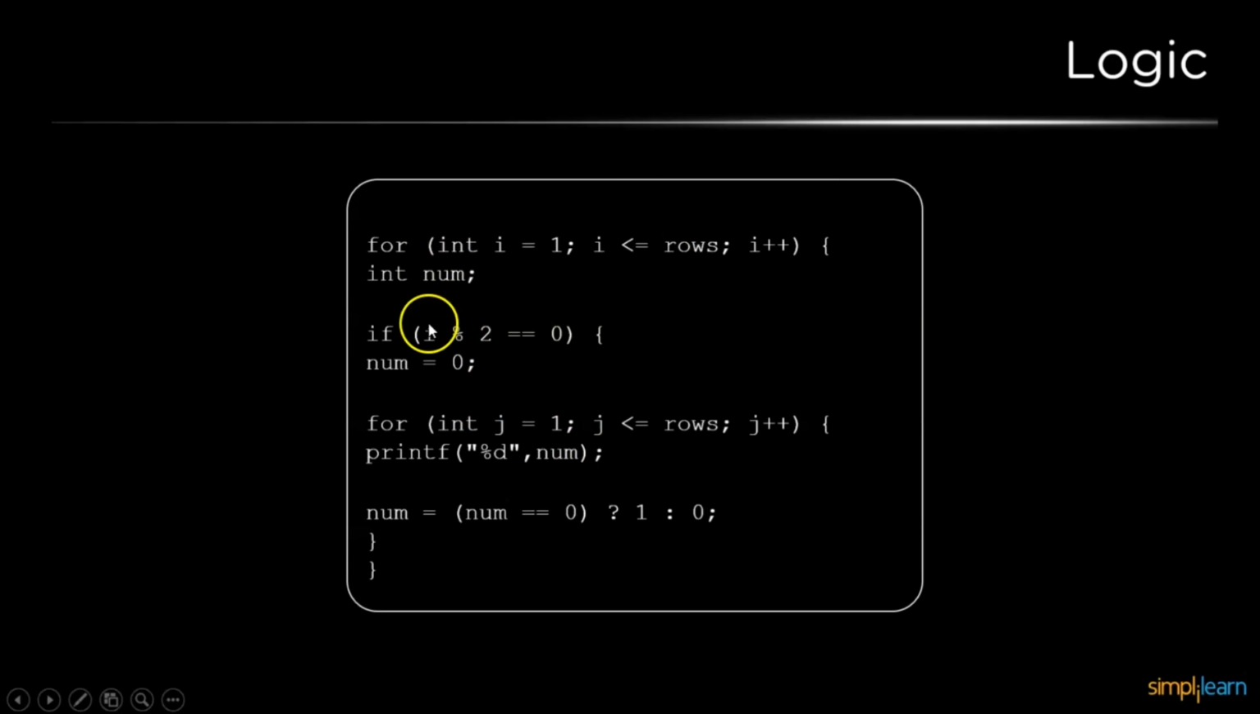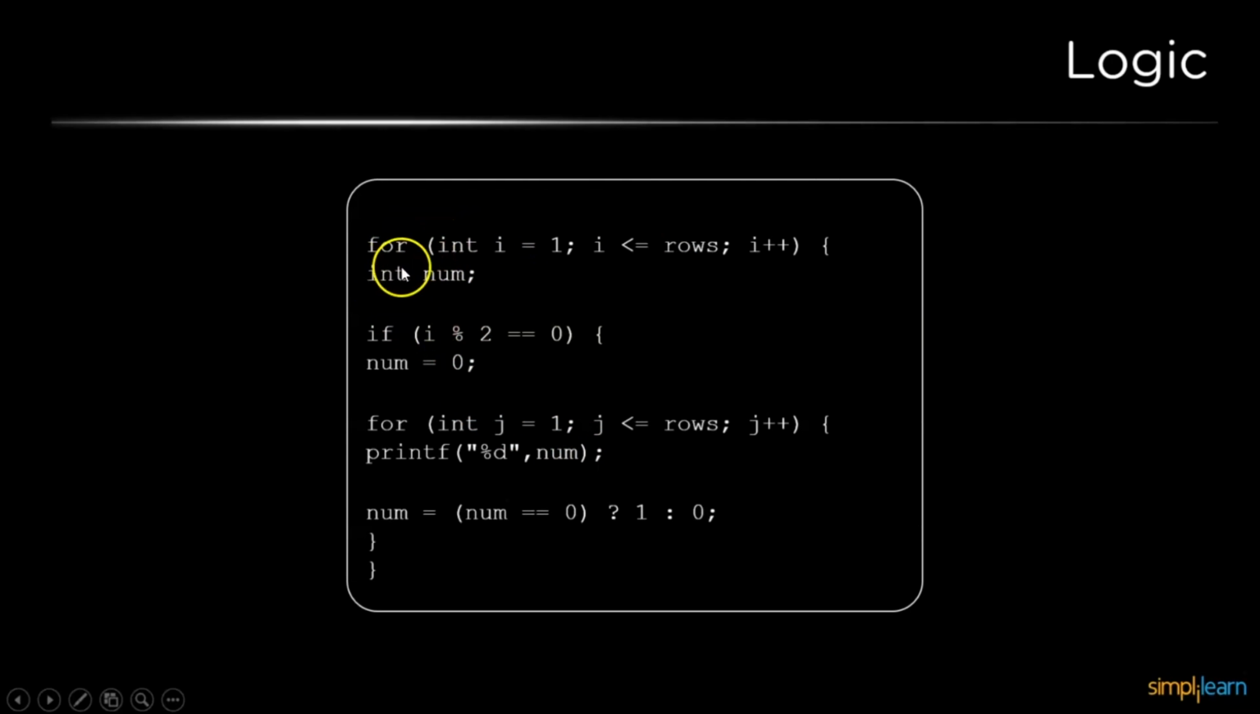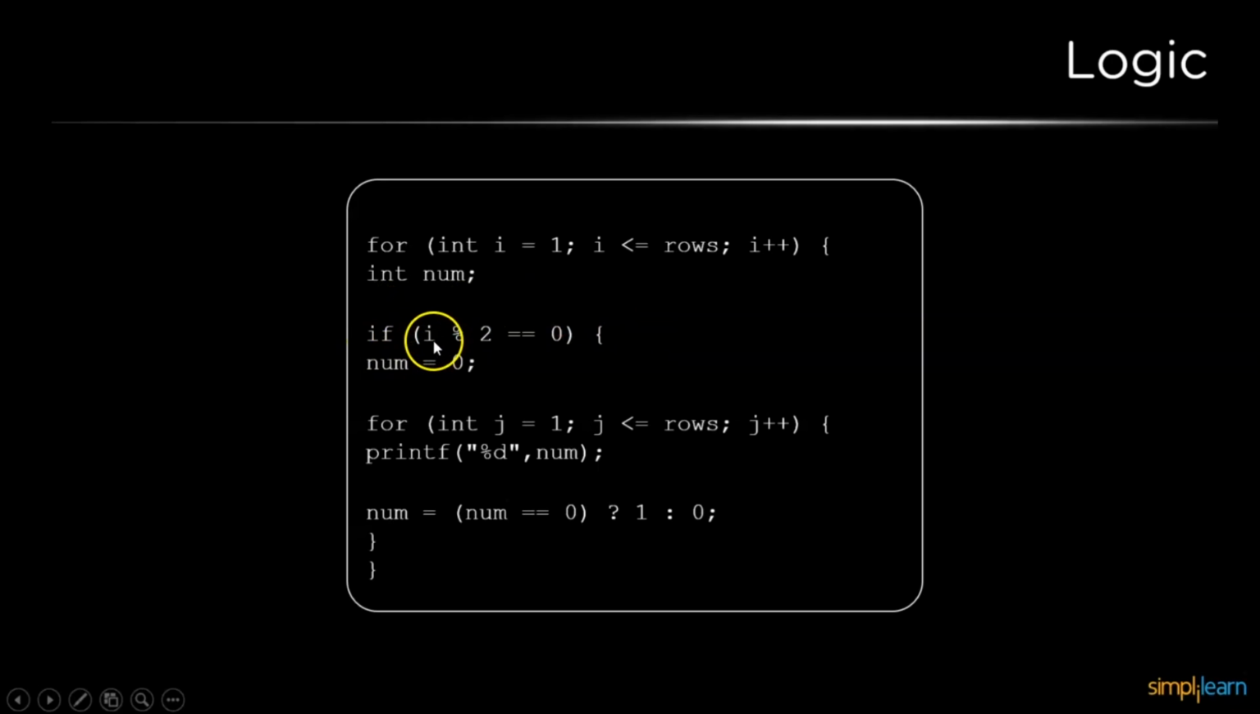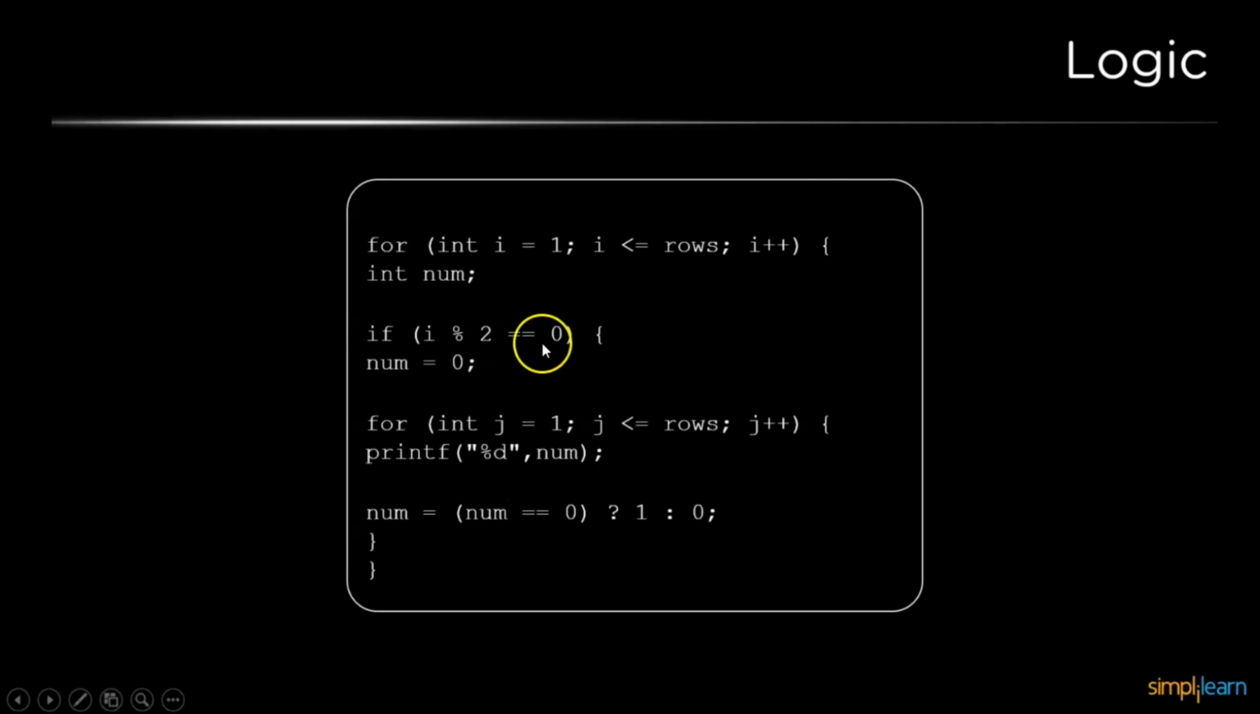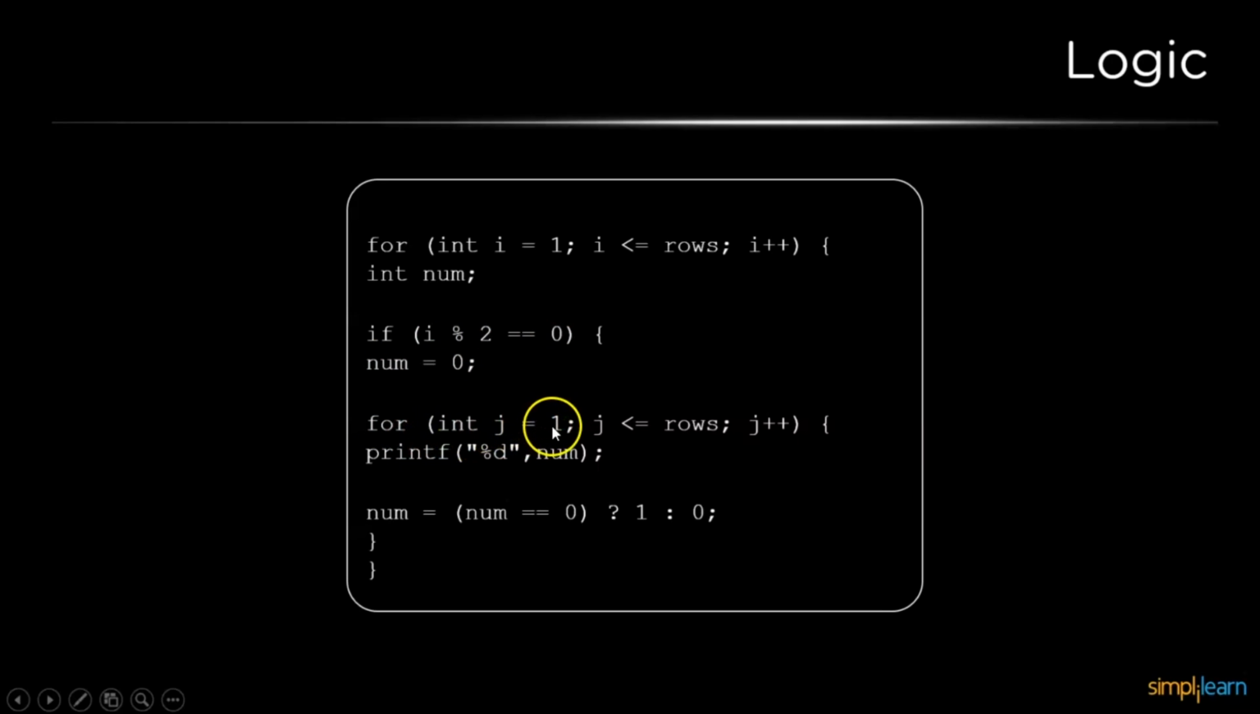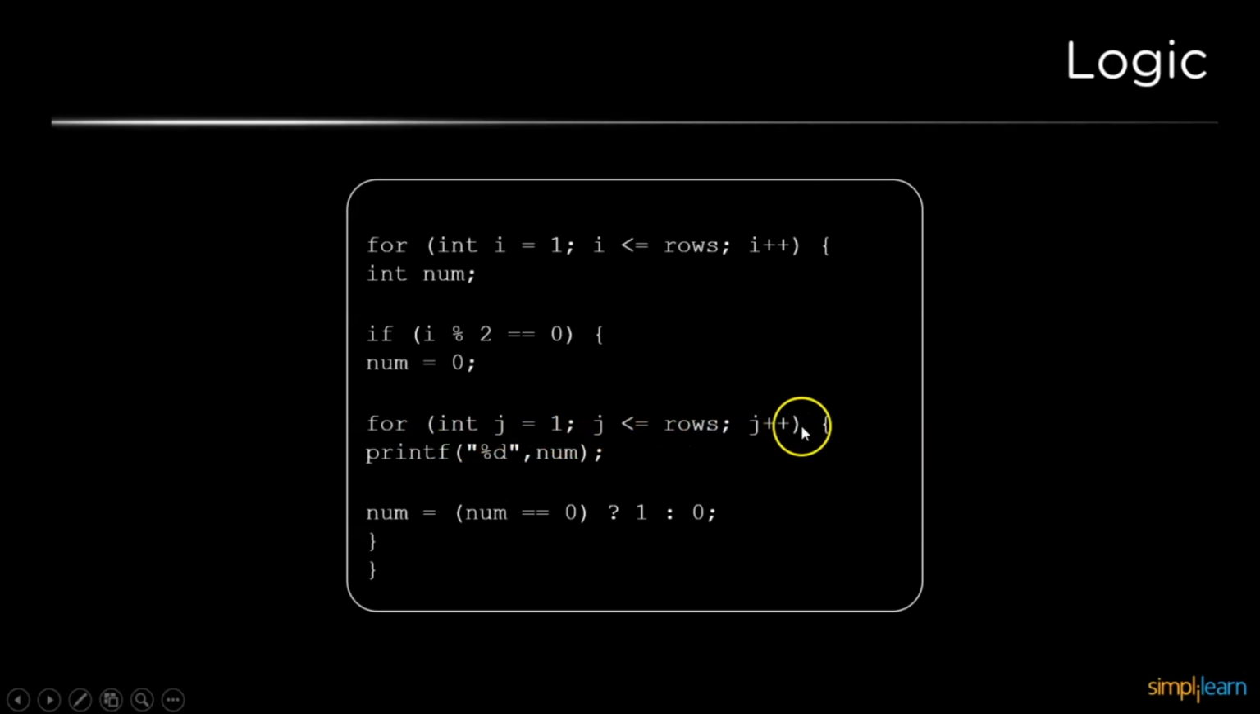So here we have a for loop and a variable num, and an if statement. Only if this condition is satisfied, that is i modulus 2 is equal to 0, then num is equal to 1, and it enters the for loop where int j is equal to 1, j is less than or equal to rows, and j plus plus.